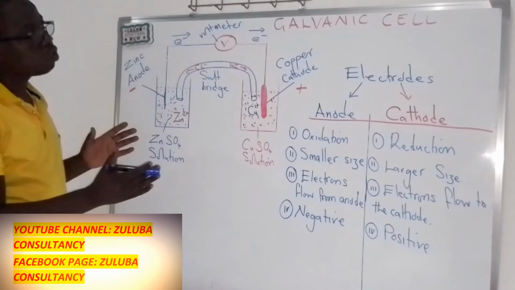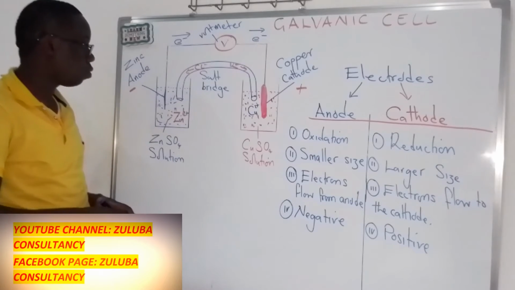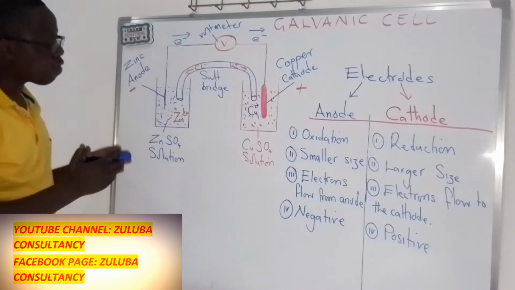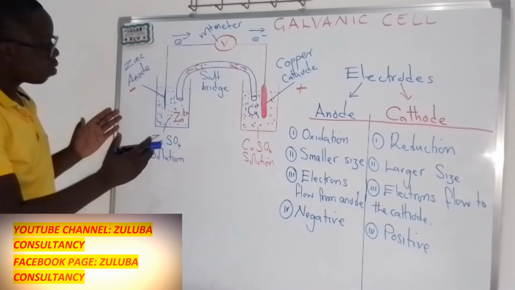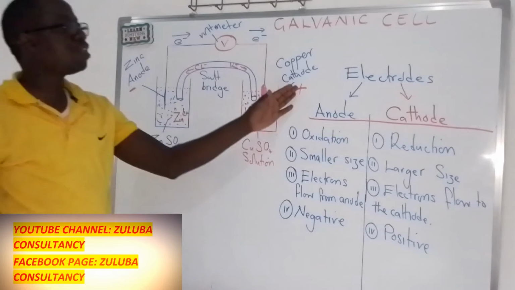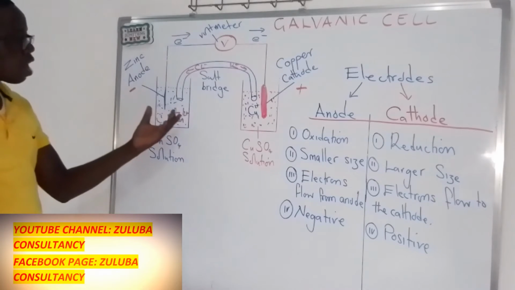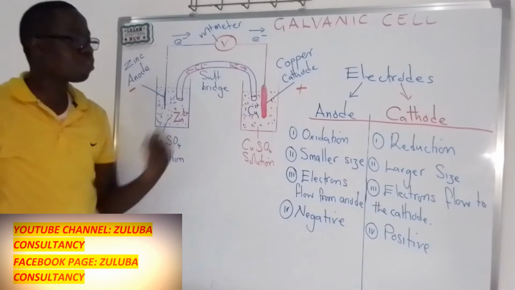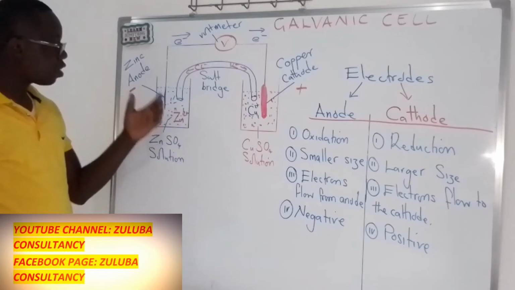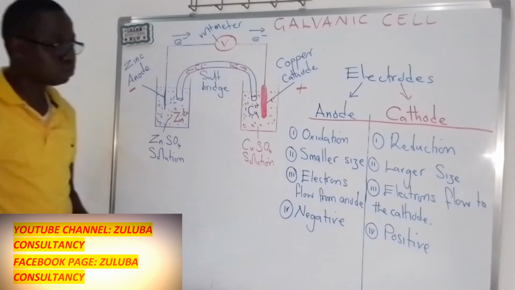So, what do we need to know about the anatomy of the galvanic cell? The main features of the galvanic cell: it is separated by the anode, the salt bridge, and the cathode. Now, when you look at the anode, the salt bridge, and the cathode, we want to know what characterizes the anode and what characterizes the cathode.